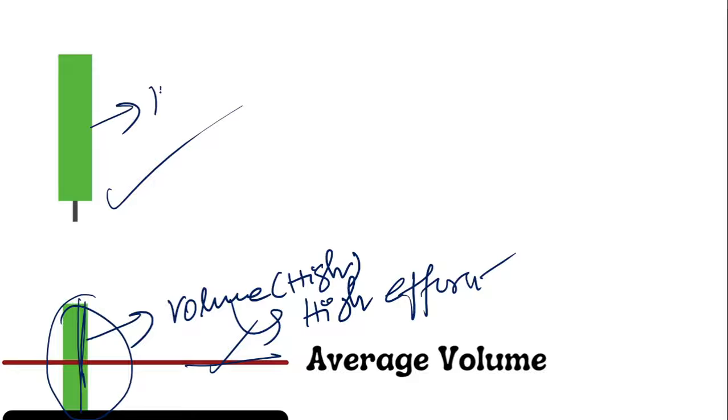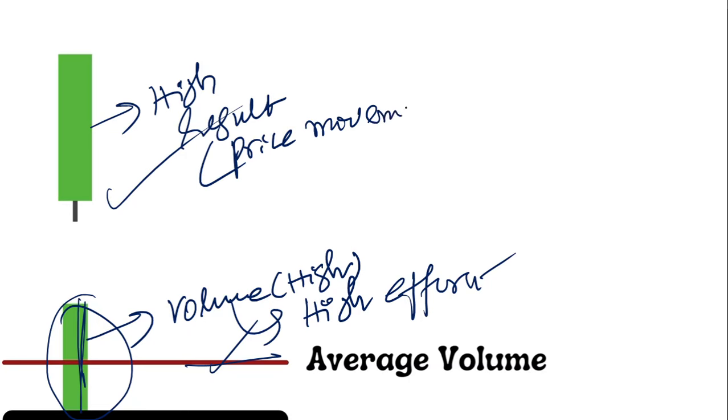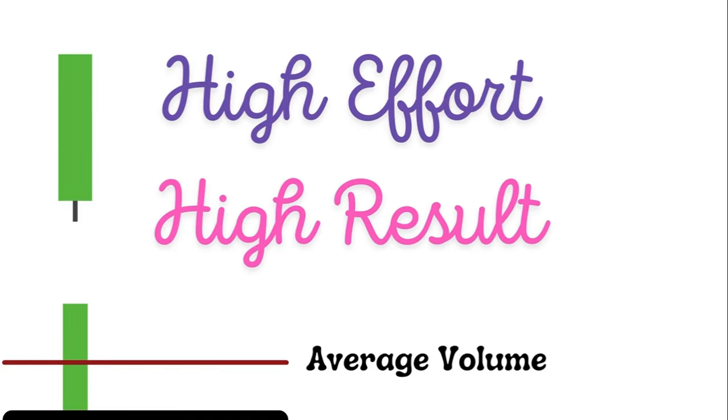This one is high result. High result in the sense of high price movement. Result means price movement. With high volume, or high effort, you are getting high result, high price movement. This indicates a genuine uptrend, isn't it? You have high effort, high result, high volume, high price movement. Therefore, I can say this is a genuine uptrend. Both effort and result are in sync.